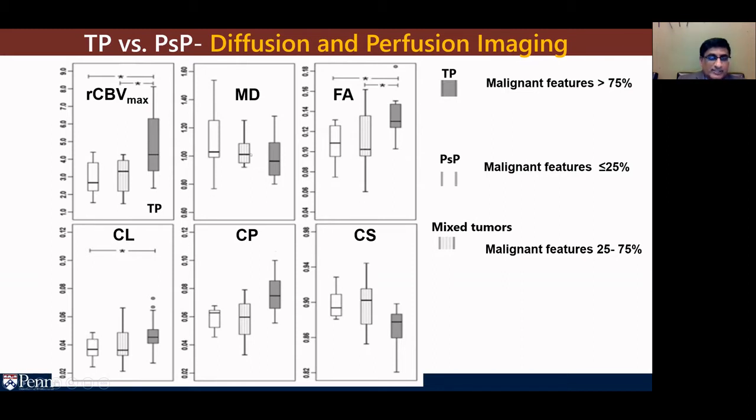On the other hand, MD was higher in the PSP, lower in the TP and the mixed tumor, but it was not statistically significant. And as I mentioned earlier, increase in MD means better treatment response. Increase in CBV means worse treatment response. So as you can see, there is a higher CBV, higher FA, and higher CL in case of TP, but higher MD in case of PSP, but it is not statistically significant. Similarly, there is a higher CS in case of the PSP, but again, it is not statistically significantly different.